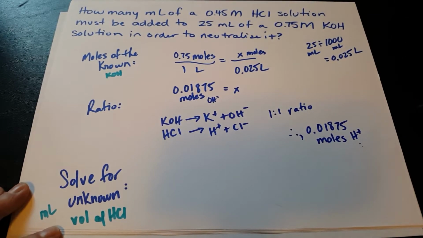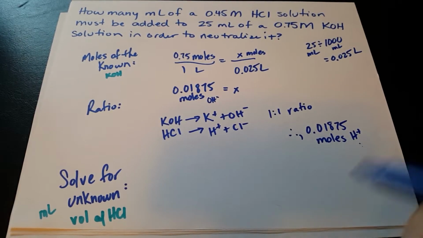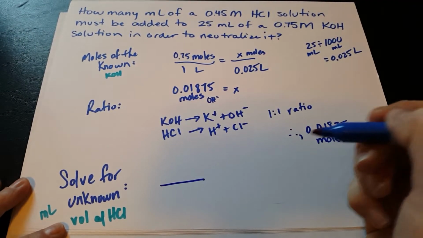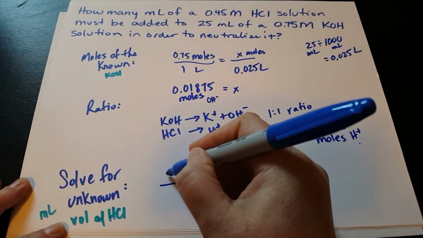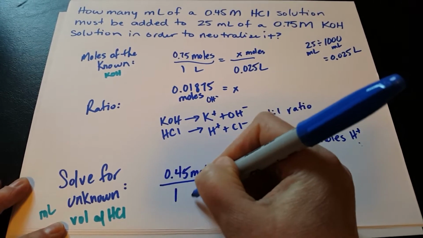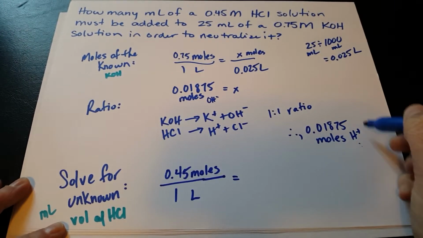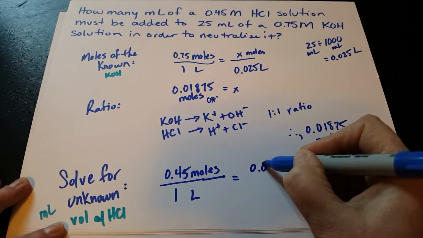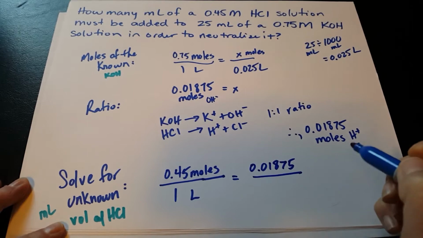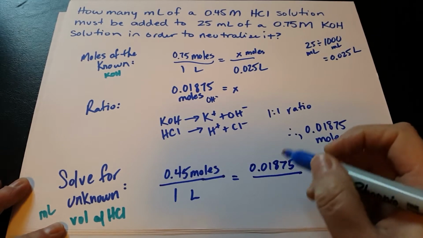Now we're on to our last step, which is solving for the unknown. Every question looks a little bit different at this point, but we are looking for the volume of the hydrochloric acid in milliliters. So let's write down what we do know. We do know that there's 0.45 moles in 1 liter, because we know the concentration, the molarity. And we just found out how many actual moles there were at the point of neutralization, which is when the proton is equal to the amount of the hydroxide.